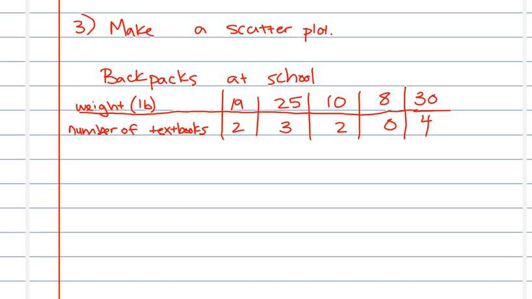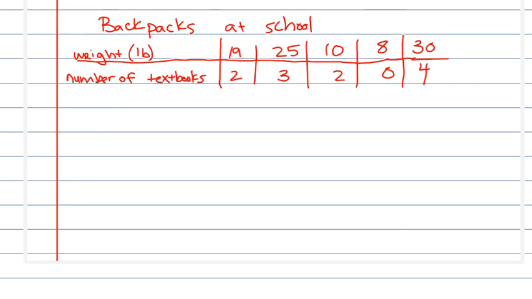The last one is 30 pounds and they have 4 textbooks. Okay, so when we make the scatter plot, the first thing we need to do is draw our x and our y axis. We're just going to keep it pretty simple today. And we're going to put the title at the top: Backpacks at School.